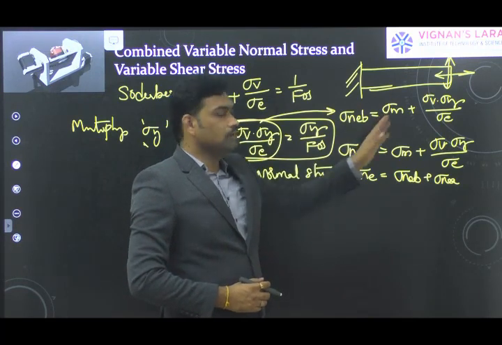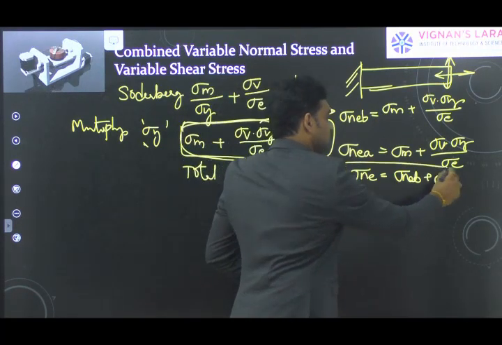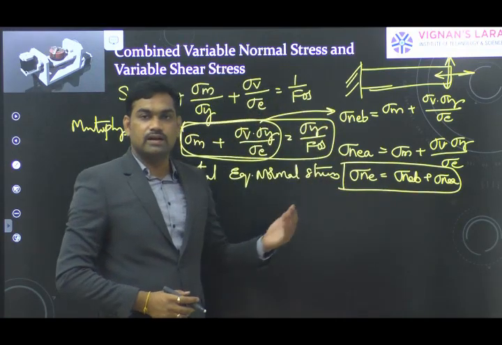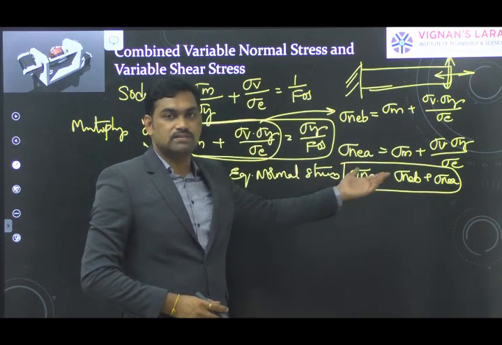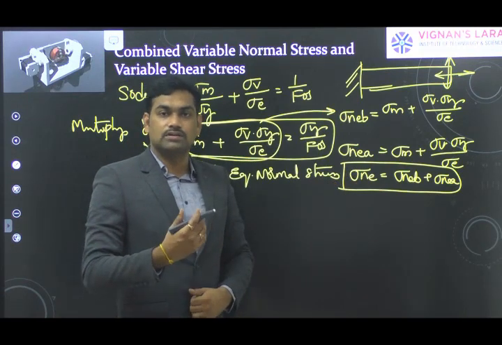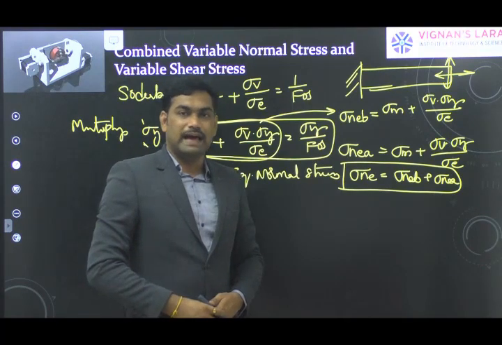If there is no bending stress, the total equivalent normal stress is equal to sigma NEA. That we need to remember. If the member is subjected to both bending and axial loading, then we can find the total equivalent stress as the sum of the equivalent normal stress in bending plus the equivalent normal stress in axial loading.